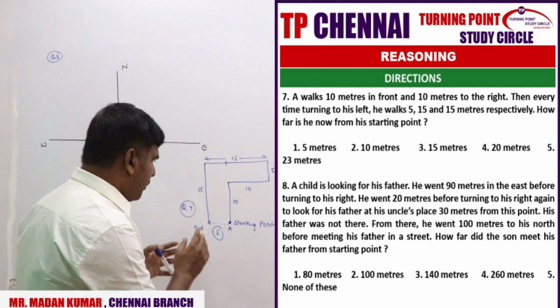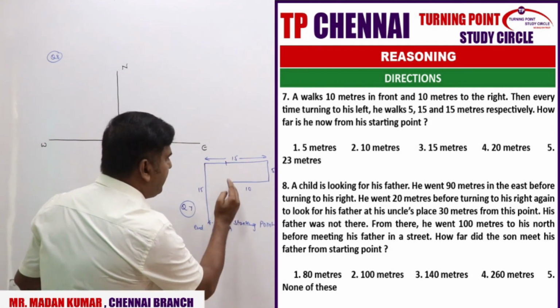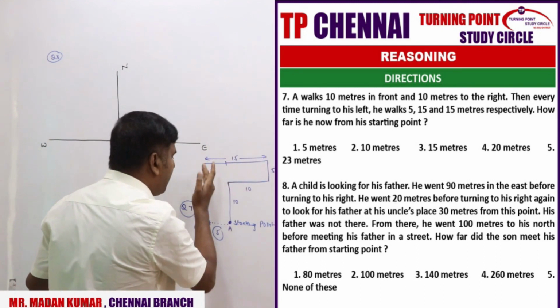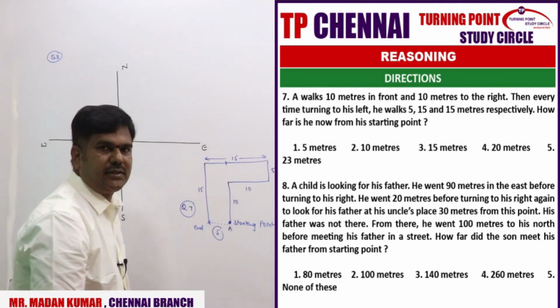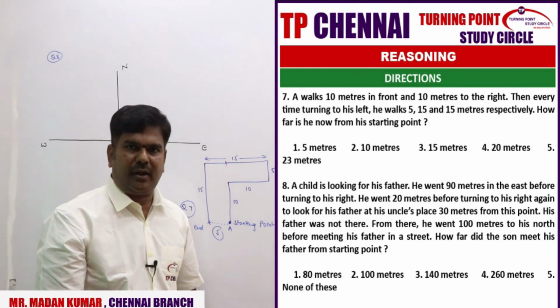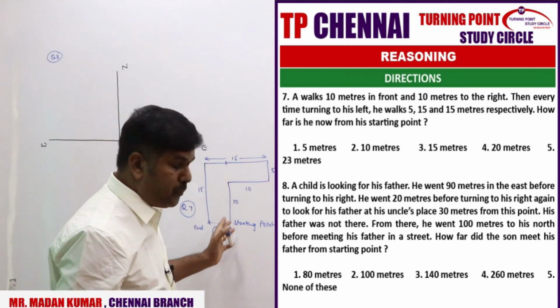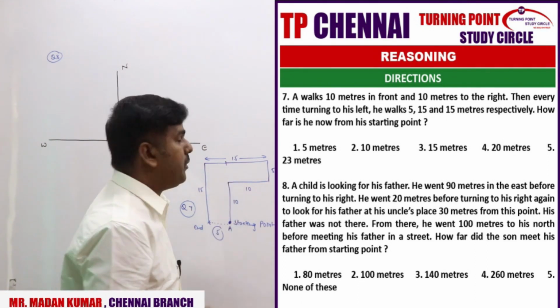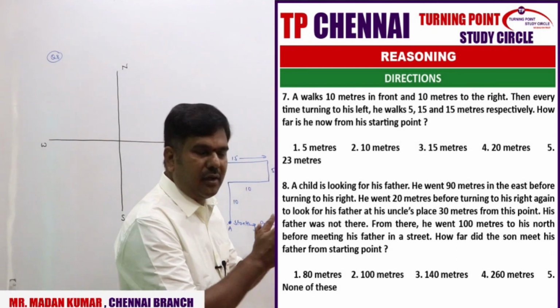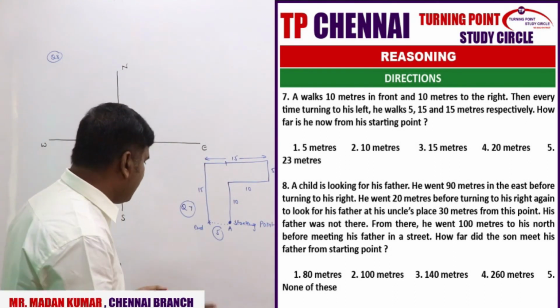Are you clear? So A went 10 meters in front, 10 meters to the right, every time turning to his left, 5, 15 and 15. Finally, what is the distance between the ending point and the starting point? You may be getting a doubt: do I need to put straight and mention it like this every time? Can't I have mentioned straight like this? Yes, you can, nothing wrong.